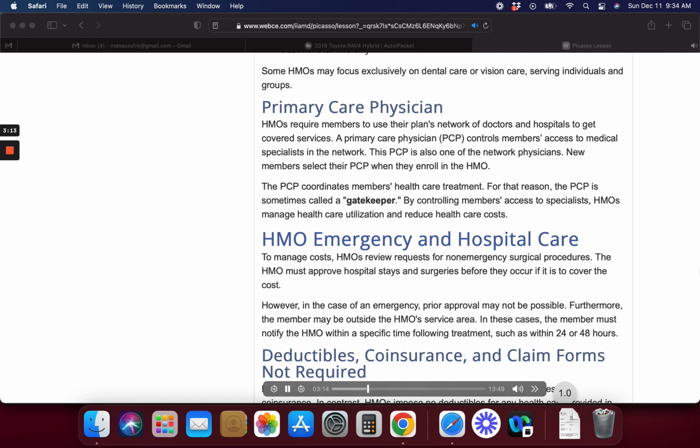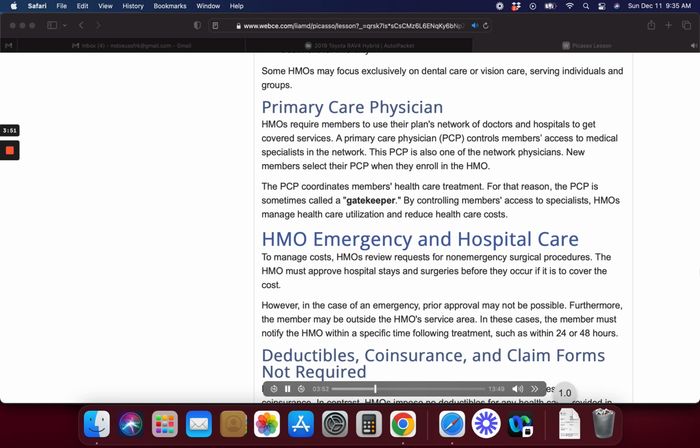Primary care physician. HMOs require members to use their plan's network of doctors and hospitals to get covered services. A primary care physician, PCP, controls members' access to medical specialists in the network. This PCP is also one of the network physicians. New members select their PCP when they enroll in the HMO. The PCP coordinates members' healthcare treatment. For that reason, the PCP is sometimes called a gatekeeper. By controlling members' access to specialists, HMOs manage healthcare utilization and reduce healthcare costs.